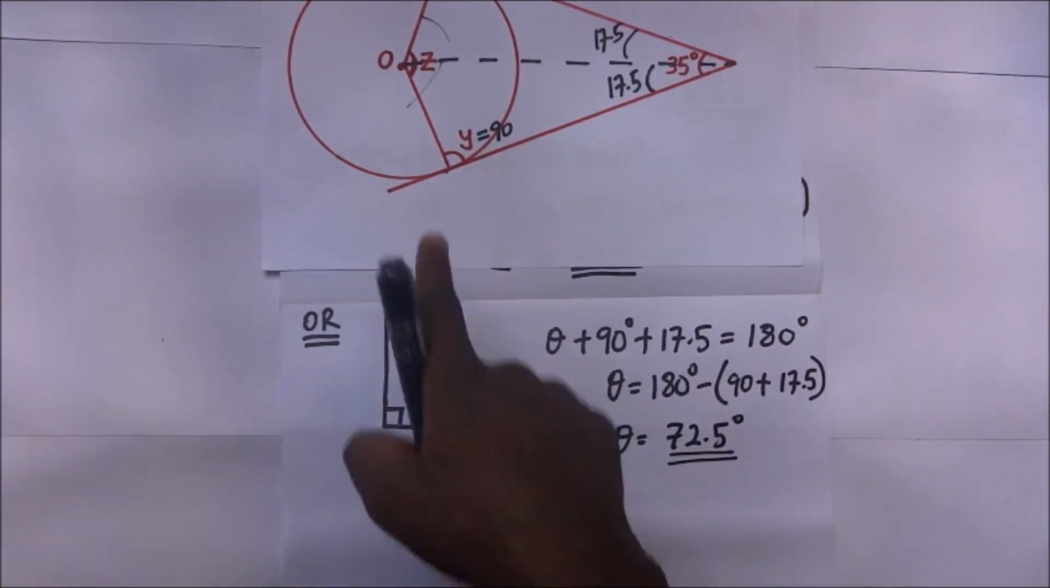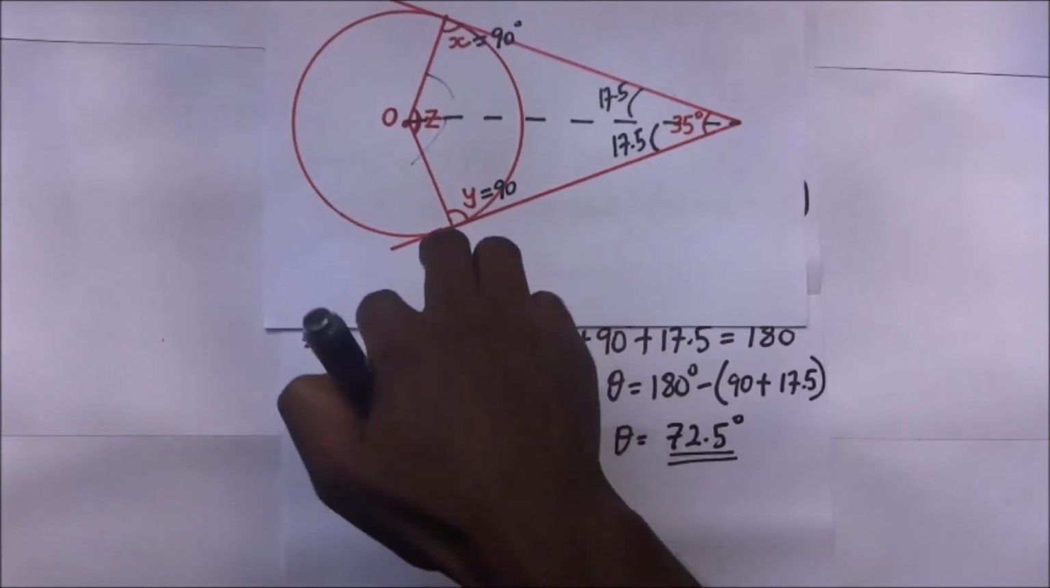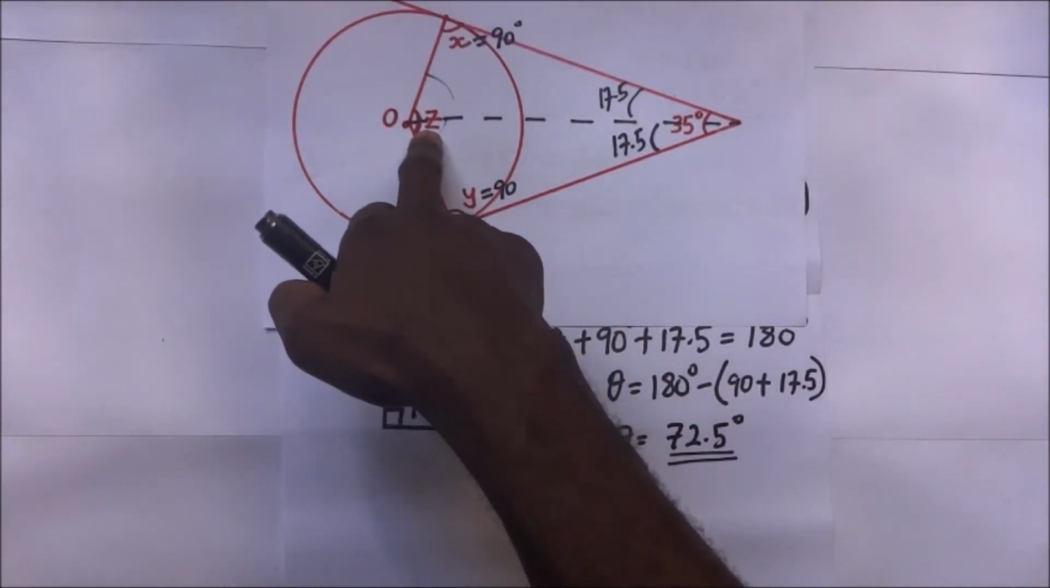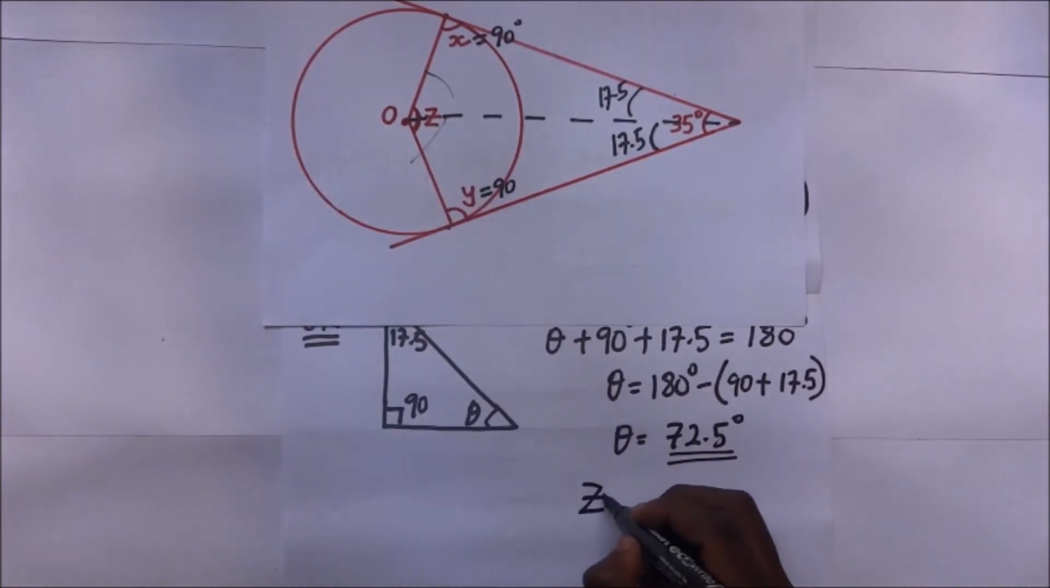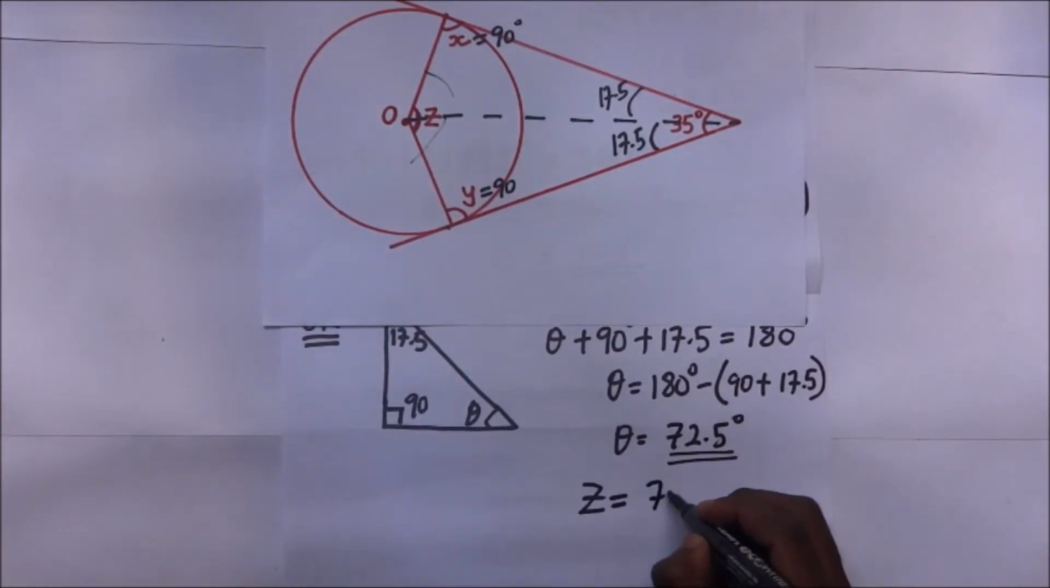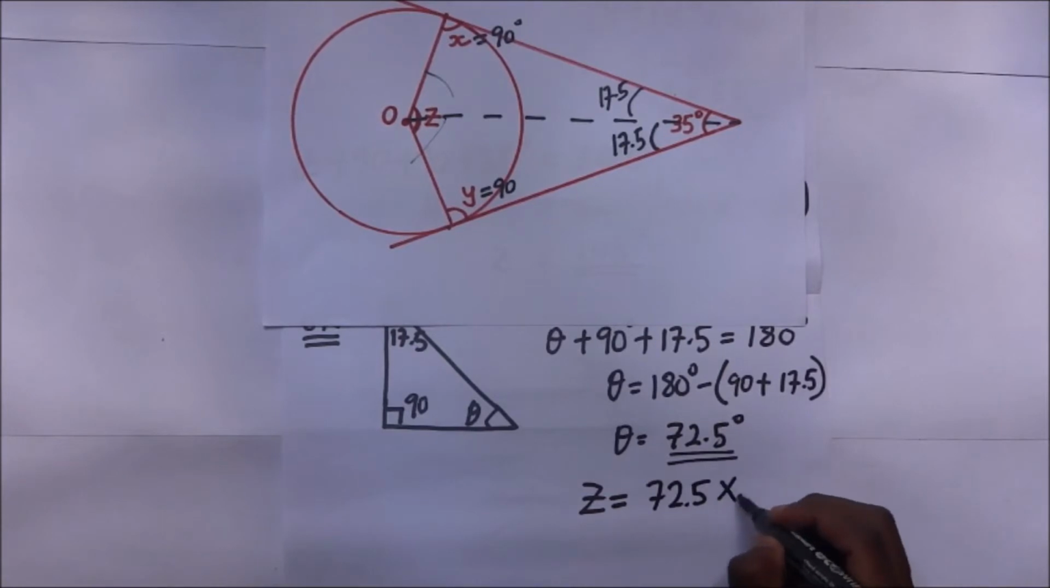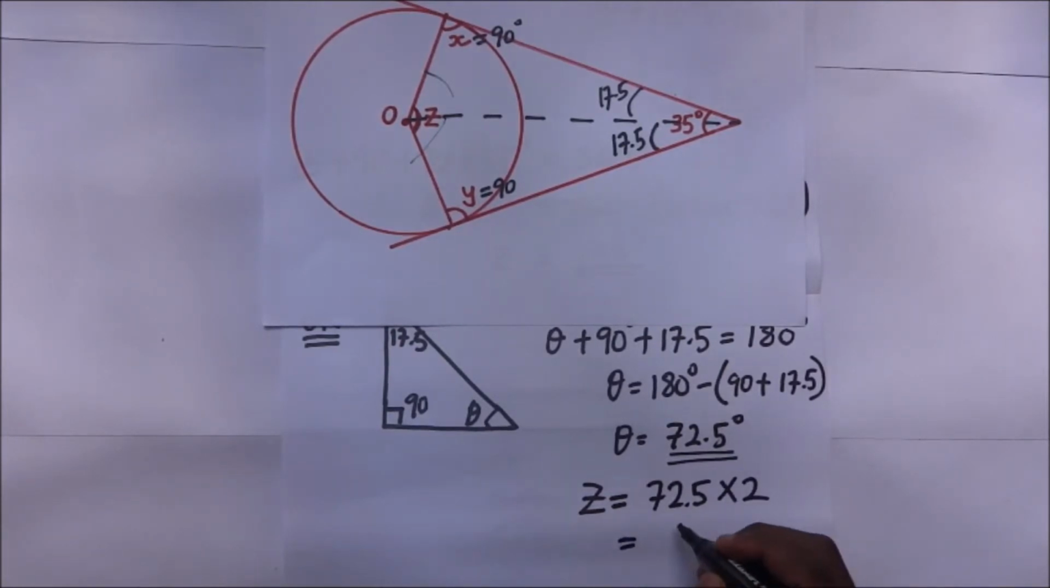And we shall get our value of theta as 72.5, which is just half of that value of z. We want the whole value of z. So for us to get the whole value of z, z is going to be 72.5 multiplied by 2. And when you multiply that by 2, you will end up with 145 degrees.